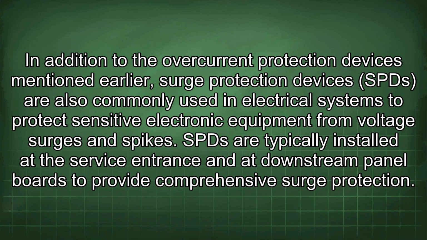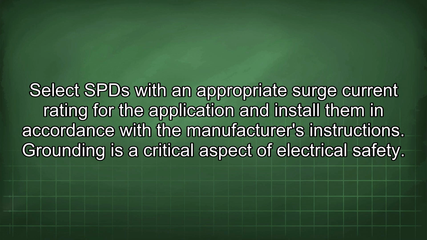In addition to the overcurrent protection devices mentioned earlier, surge protection devices (SPD) are also commonly used in electrical systems to protect sensitive electronic equipment from voltage surges and spikes. SPD are typically installed at the service entrance and at downstream panel boards to provide comprehensive surge protection. Select SPD with an appropriate surge current rating for the application and install them in accordance with the manufacturer's instructions.